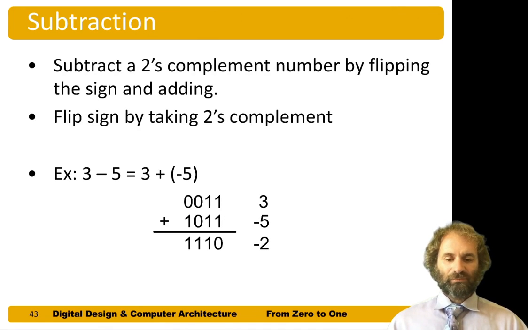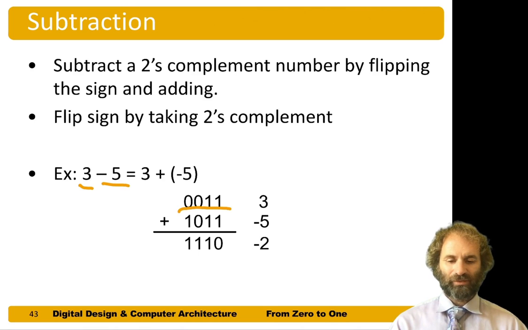We can perform subtraction by flipping the sign and then adding. So let's say we wanted to do 3 minus 5. That's the same as 3 plus negative 5. 3 is 0011. Negative 5 is 1011, which we could have gotten by taking the 2's complement. And we add them up, and we get 1110, which is negative 2. So sure enough, subtraction works.